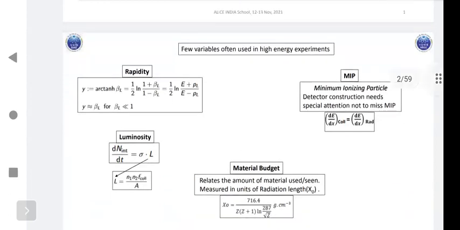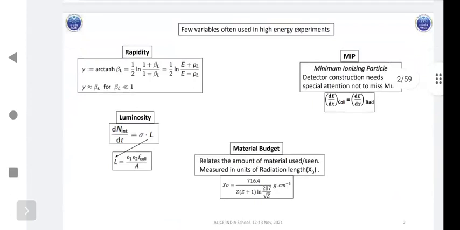So here, to start with, I have given a few very important variables that will be very much needed to understand this detector physics, even in the case of our ALICE detector. And I guess Professor Shao has already talked about rapidity and these things, but it will be better to repeat once more. So the first one is the rapidity.